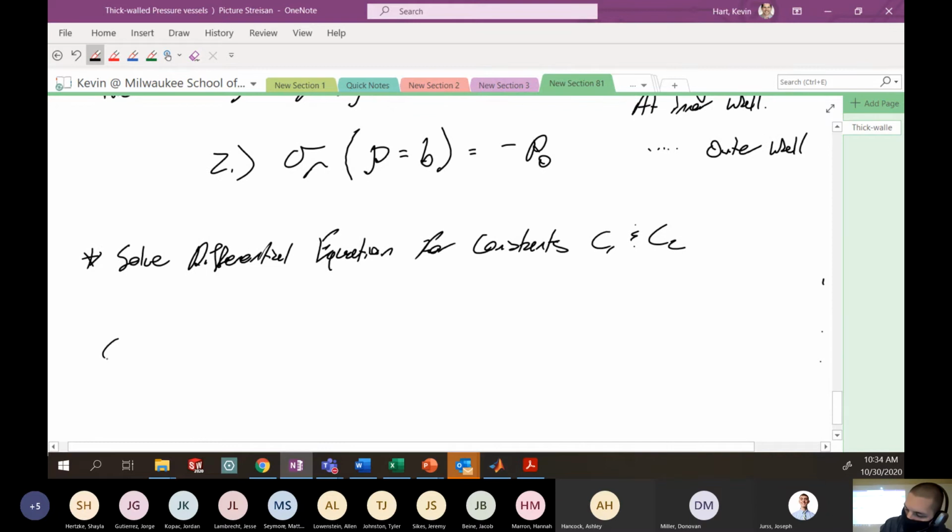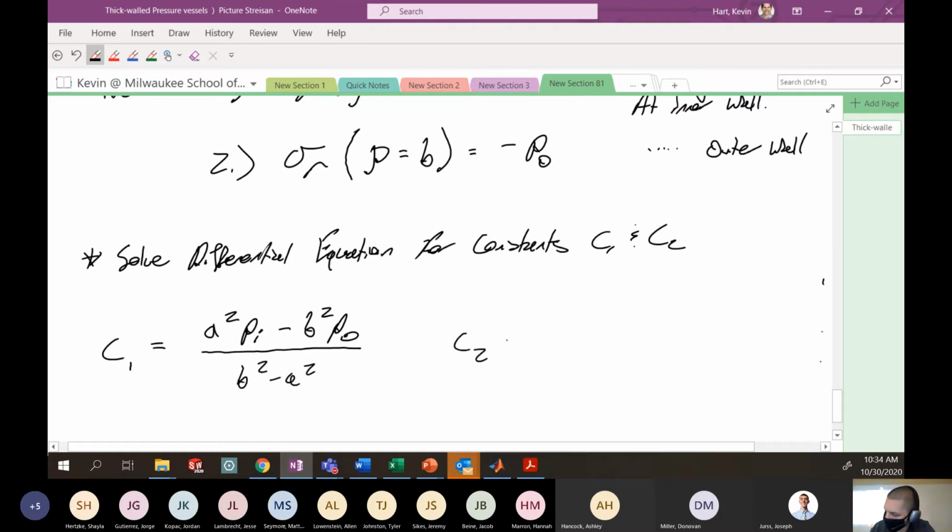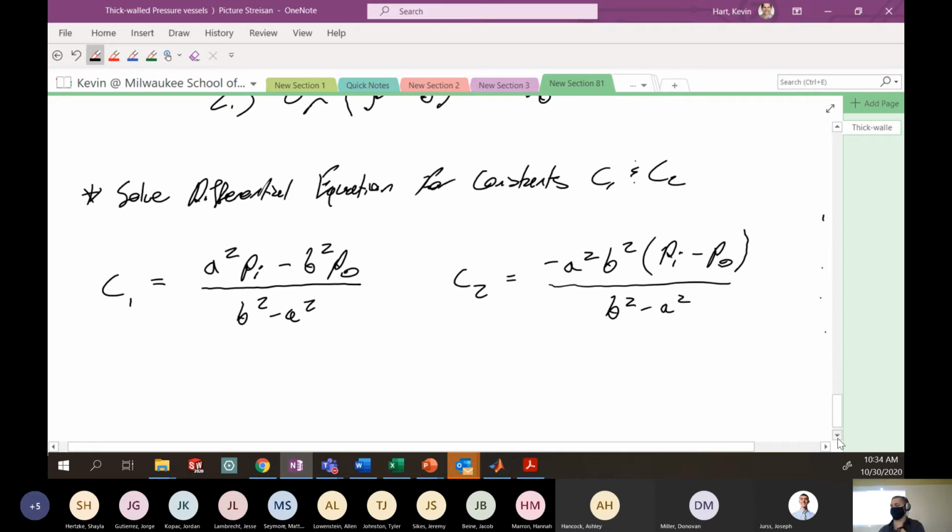And they equate to the following. C1 is (a squared p_i minus b squared p_o) all over (b squared minus a squared). And C2 is negative a squared b squared (p_i minus p_o) all over (b squared minus a squared). All right, so that's solving your differential equation. You would get those two constants if you went through the process.